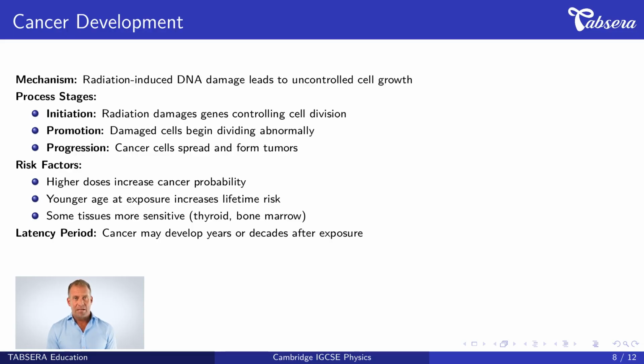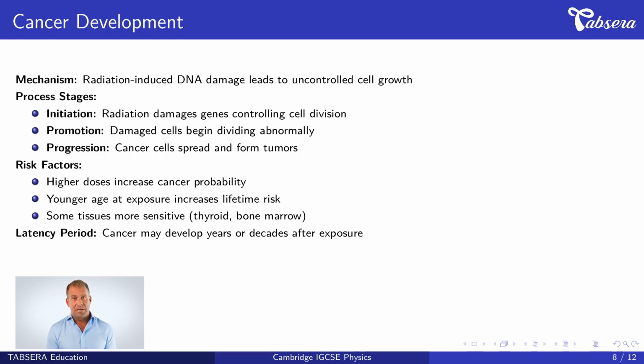Cancer development represents the most serious long-term effect of radiation exposure. The mechanism involves radiation-induced DNA damage, leading to uncontrolled cell growth when repair systems fail. The process occurs in 3 stages. First, initiation, where radiation damages genes that normally control cell division, particularly tumor suppressor genes. Second, promotion, where damaged cells begin dividing abnormally, ignoring normal growth signals. Third, progression, where cancer cells spread throughout the body and form tumors in multiple locations.